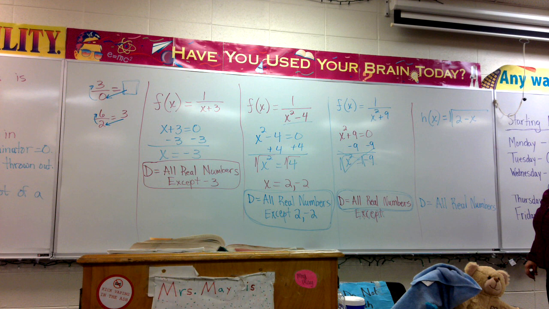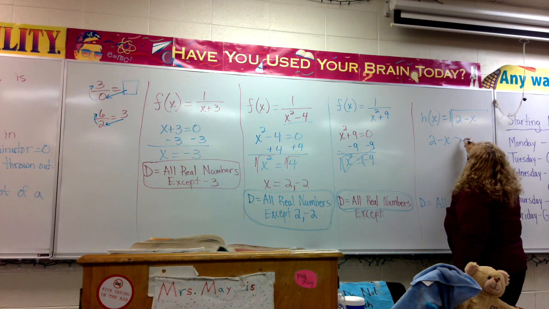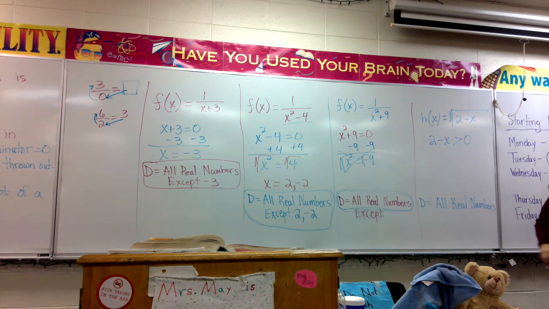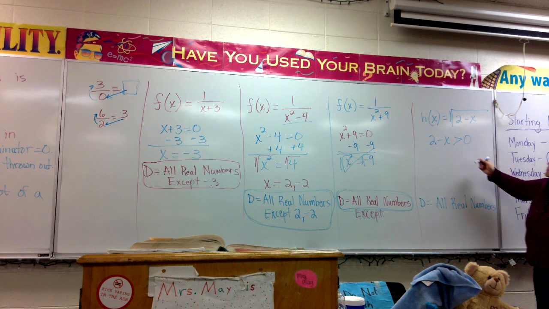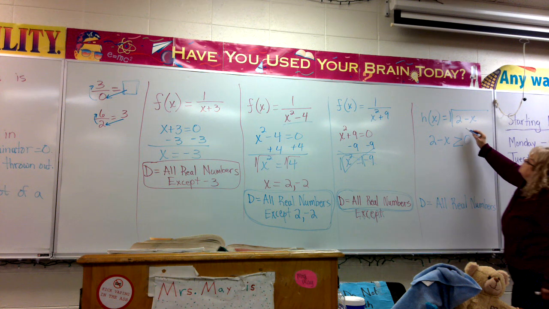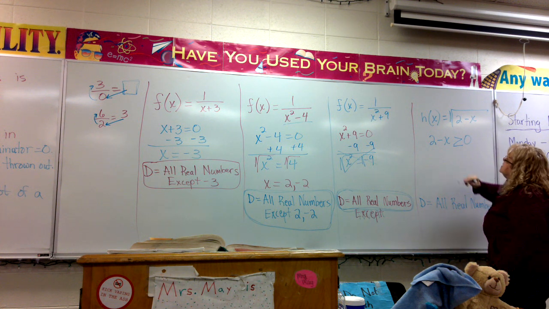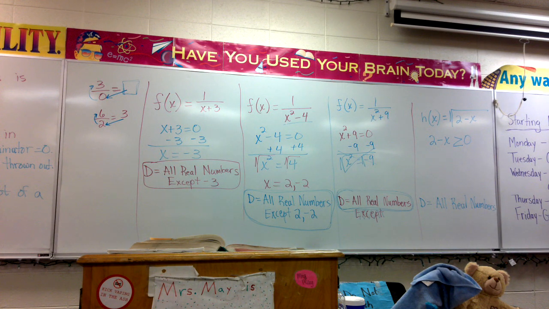So what do we want here? In a square root, you're only allowed to have positives, right? So in other words, my 2 minus x has to be greater than 0, doesn't it? Or equal to. Could be equal to, because square root of 0 is 0. So the stuff underneath has to be greater than or equal to 0. And now you're going to solve that. How do you solve that?